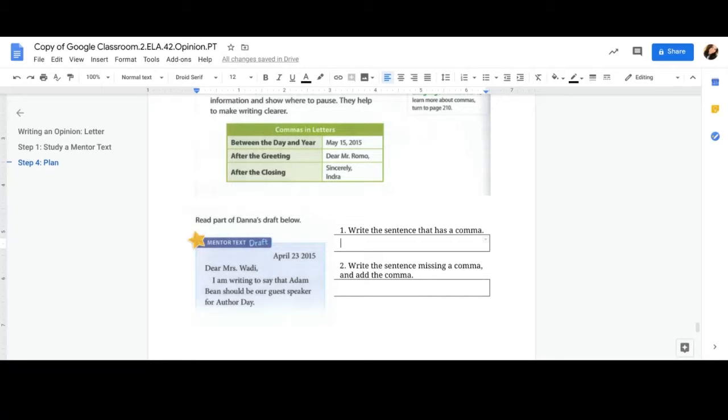Excellent job, scholars. Did you write, Dear Mrs. Waldy or Wadi? Again, Wadi. I'm just going to go with that for her name. Write the sentence missing a comma. So notice we need commas in dates, after the greeting, and after the closing. We don't have the closing here, but let's look at the date. Go ahead and write in there what is missing.